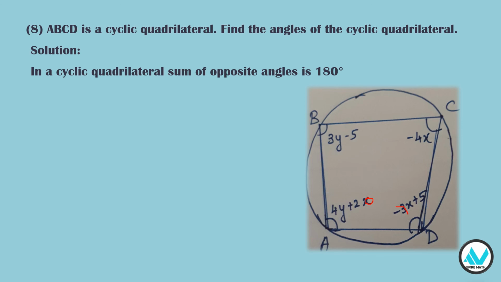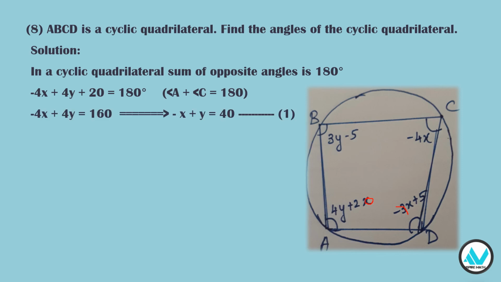So here we all know that in a cyclic quadrilateral the sum of the opposite angles is 180. That is in my figure, angle A plus angle C equal to 180 and angle B plus angle D is also 180. So let me use the first condition. So minus 4x plus 4y plus 20 equal to 180. Now let me take the plus 20 to the other side. So I get minus 4x plus 4y equal to 180 minus 20 gives me 160. Let me divide throughout by 4. So I get minus x plus y equal to 40, which gives me equation 1.